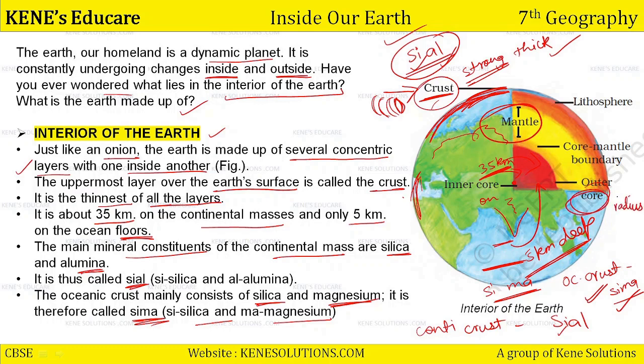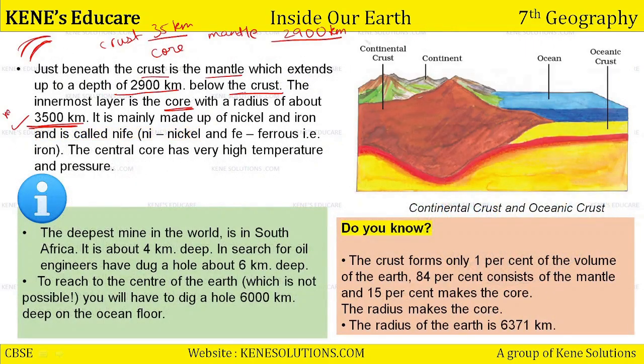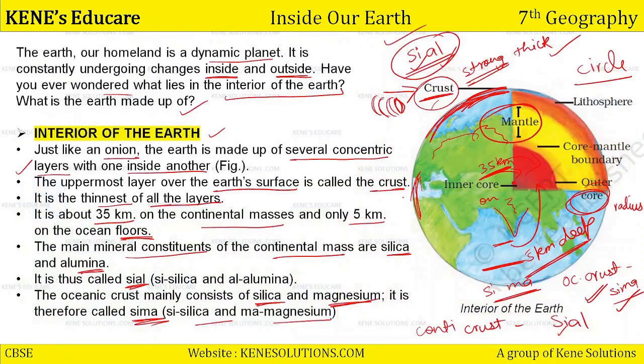किसी भी सर्कल, अर्थ थोड़ा सा सर्कल जैसा लगता है ना, सर्कल है नहीं बट सर्कल जैसा लगता है ना. And if you want to study the dimensions of the circle, you need to know the radius, right? So the radius of the core is 3,500 kilometers. It is mainly made up of nickel and iron. Nickel and iron. Okay, nice. The central core has very high temperature and pressure. ये जो central core area है ना, the inner core area, this portion has a very high temperature.